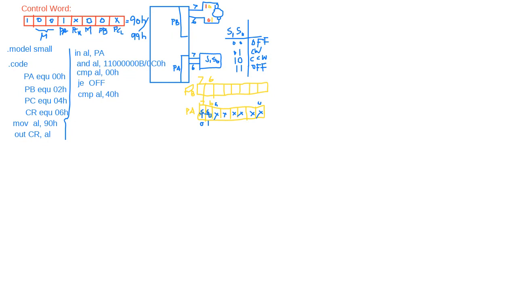Okay, so compare AL comma 40H. If it is equal, jump if equal. If equal, we will go clockwise in a subprogram or another level. If it is not, then compare AL comma 80H. So now if this one is 1, it's not a 0, it becomes 80H.